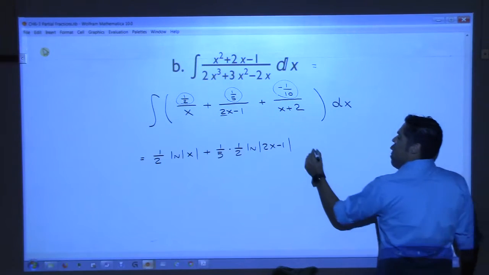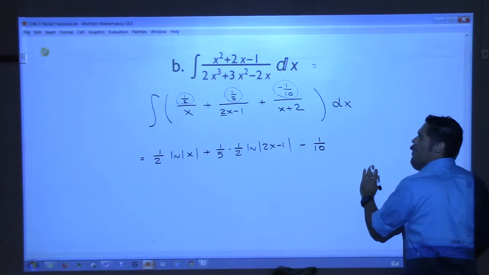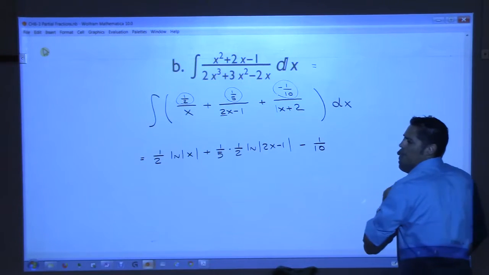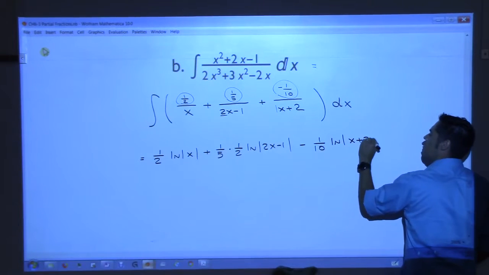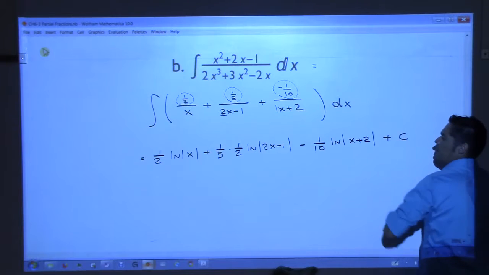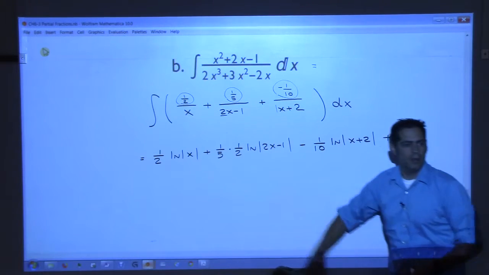And then this one, I'm going to pull the negative 1/10 out. Do I have to compensate for anything here? I don't, because there's a 1 in front there, right? So just natural log of x plus 2 plus c. We're done. We can put that together. That's 1/10, but we're there.